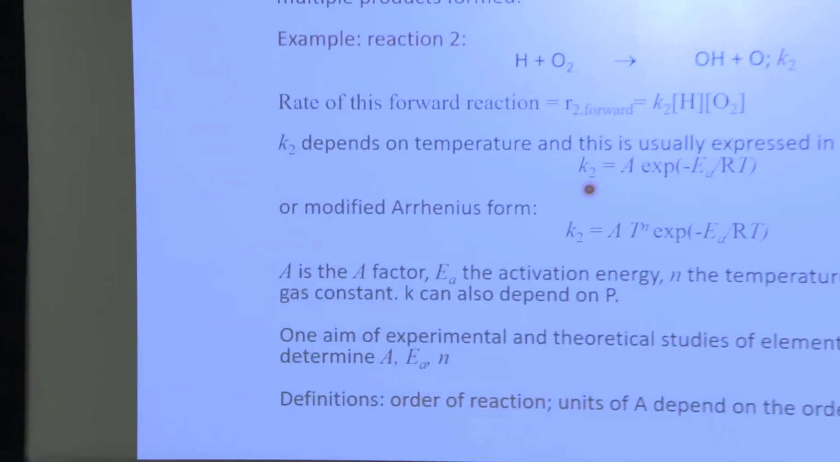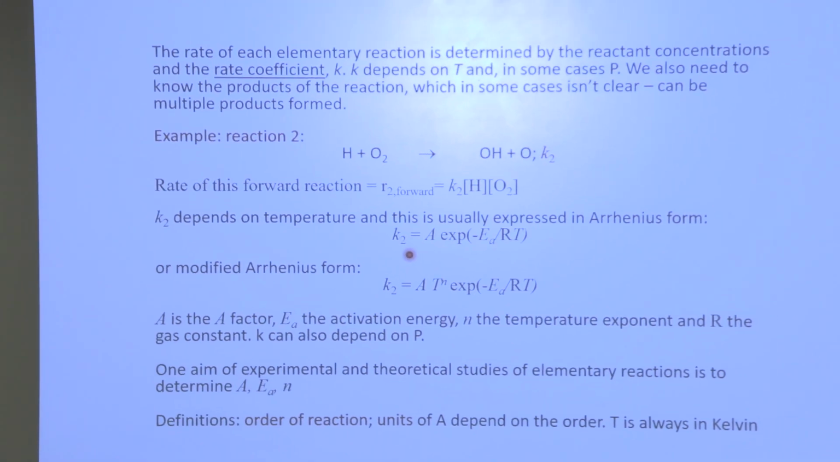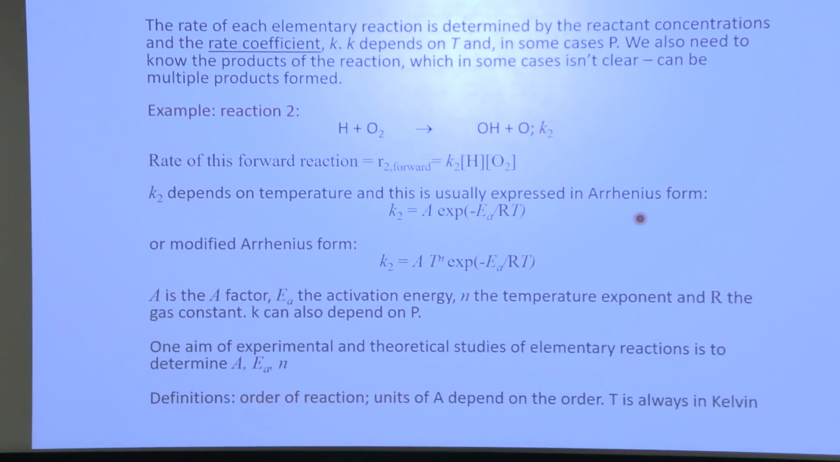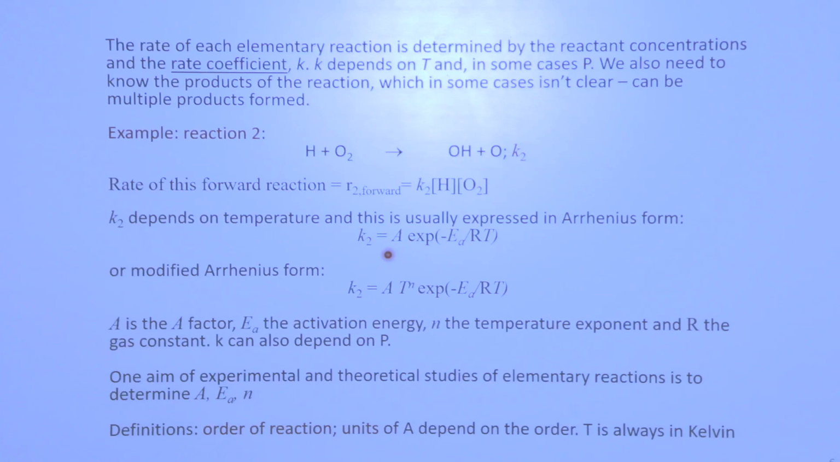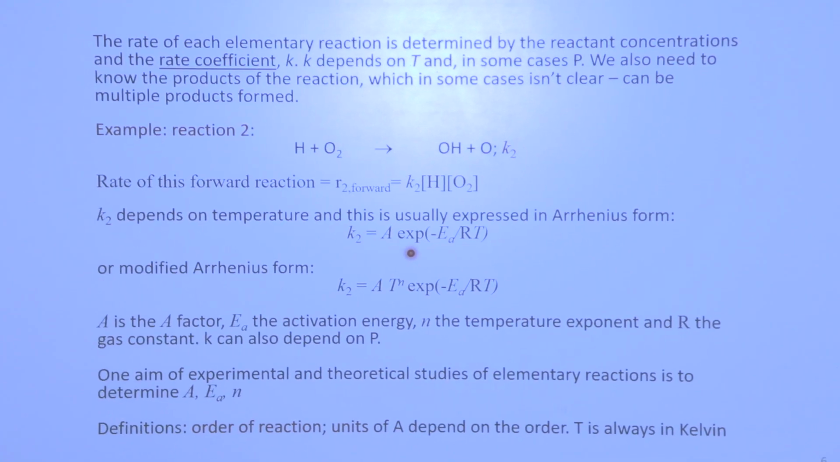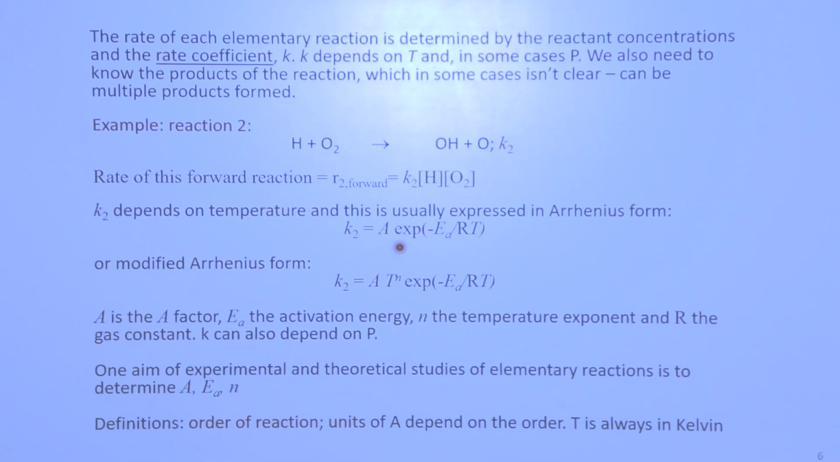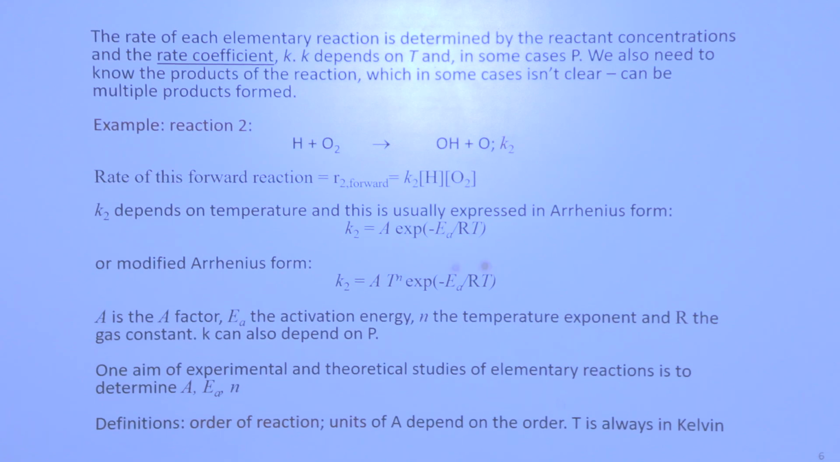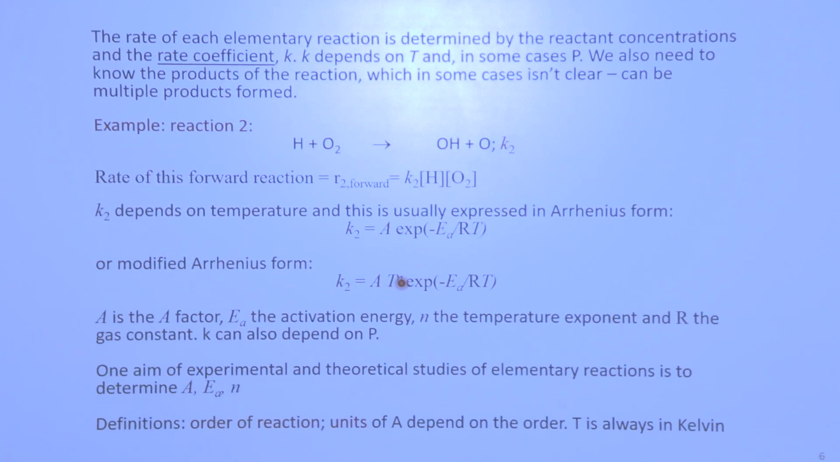The rate coefficient, you can write it in the Arrhenius form. This was derived empirically by Arrhenius back in the 1800s. It's been found that's not quite exactly right, and this form works a little bit better because it has a kind of weaker extra T dependence on top of the Arrhenius one. But the Arrhenius T dependence is the dominant thing. This A is called the Arrhenius A factor, EA is called the activation energy, N is the temperature exponent, and the R here is the gas constant. And then the K can also depend on the pressure too.